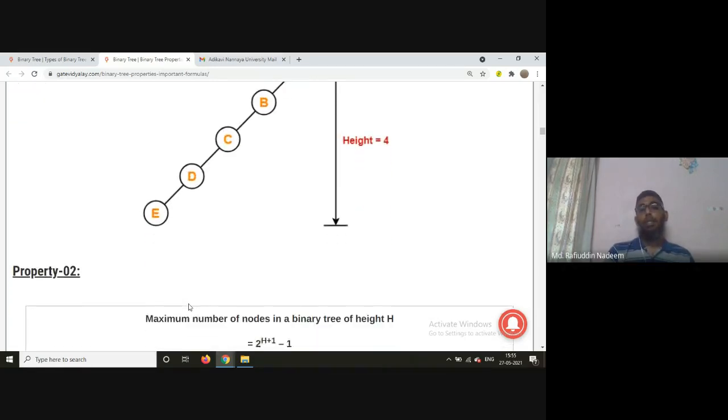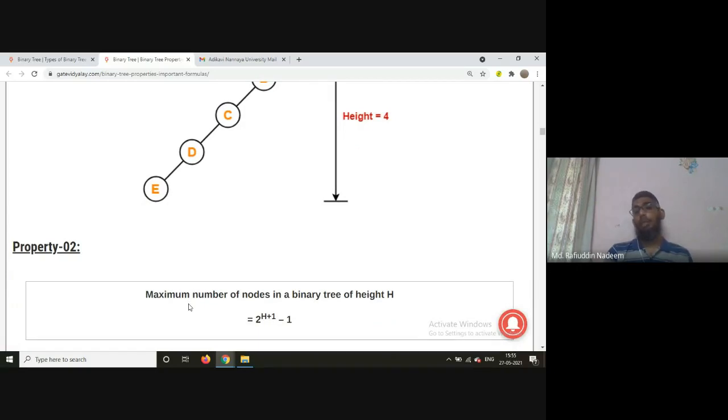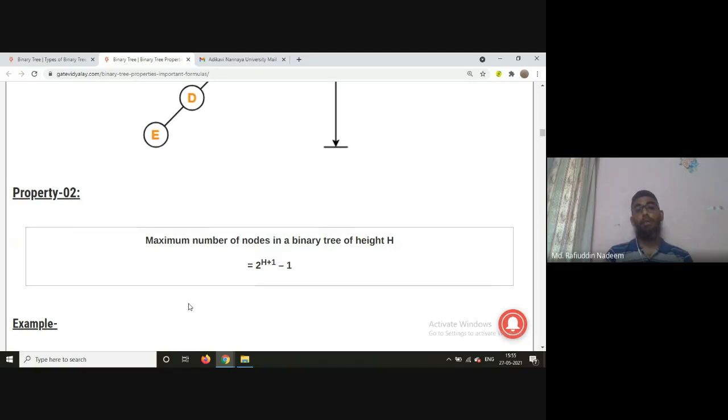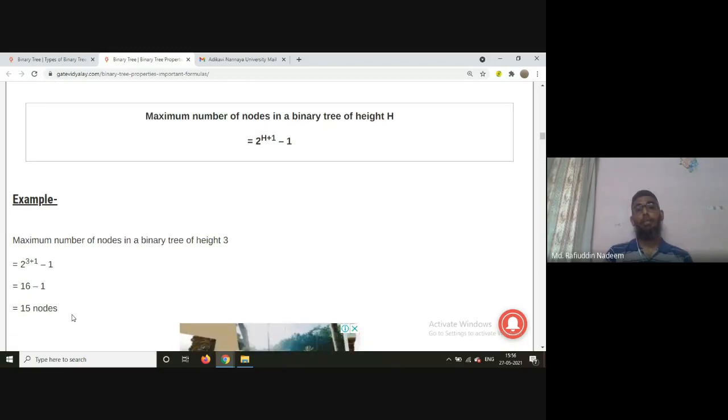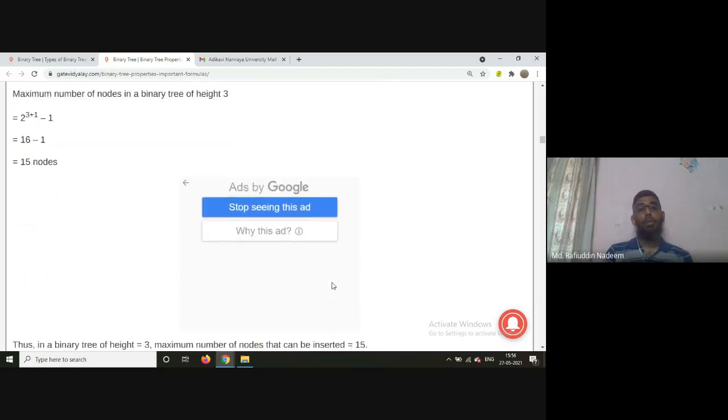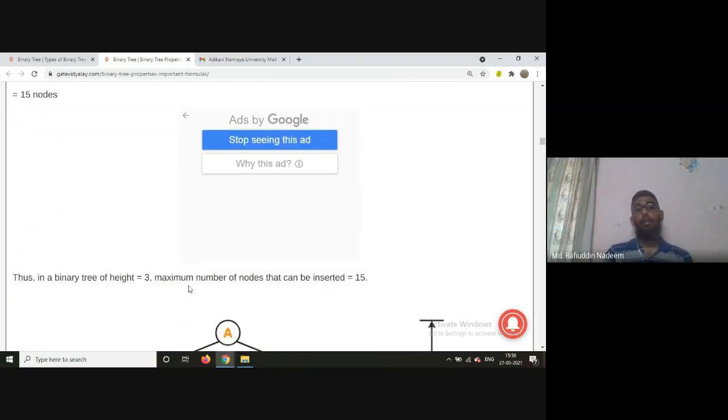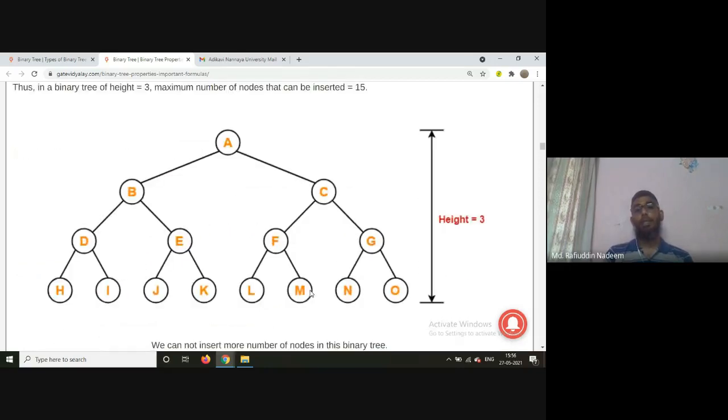Then property 2 is, the maximum number of nodes in a binary tree of height h will be 2 power h plus 1, minus 1. For example, for a binary tree of height 3, the maximum number of nodes is 2 power 3 plus 1, minus 1, that is 16 minus 1. So we must have 15 nodes here. Thus for the binary tree of height 3, the maximum number of nodes will be 15. See here, 15 nodes will be there.